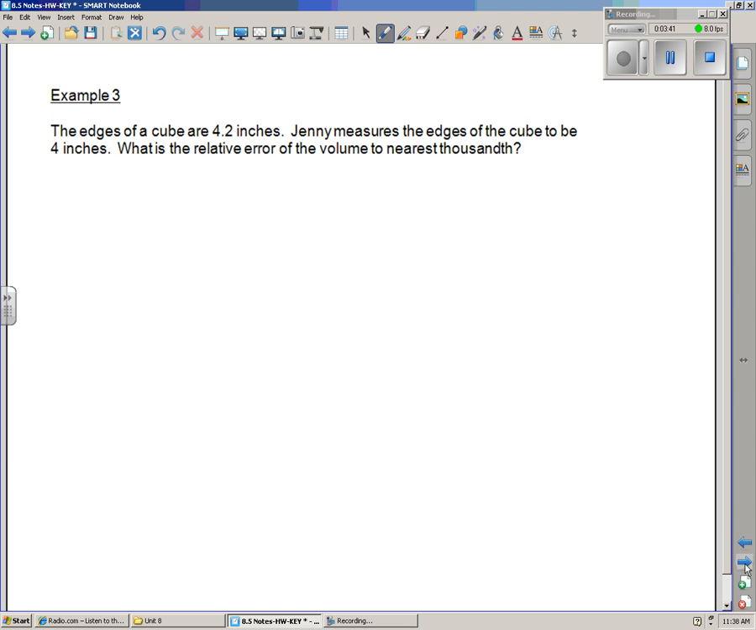Next example, the edges of a cube are 4.2 inches. Jenny measures the edges of that cube to be 4 inches. What's the relative error of the volume? So they actually tell you what you're looking for. So instead of drawing a cube, I'm just going to draw like the corner part of it. And I'm going to realize that a cube has a length and a width and a height. And the fact that it's a cube, all the faces are square, so all the sides are the same. All the edges are the same.